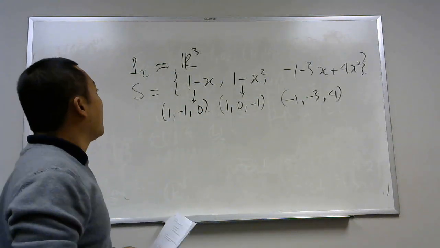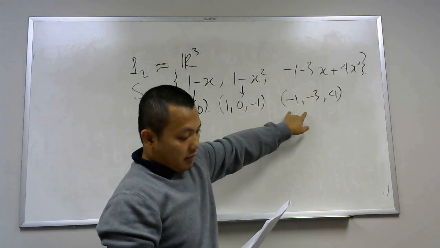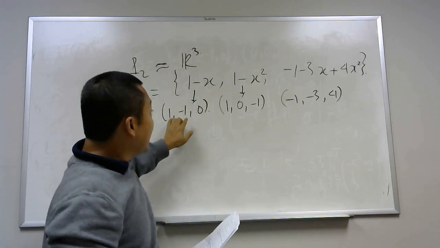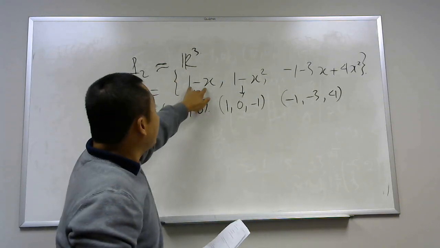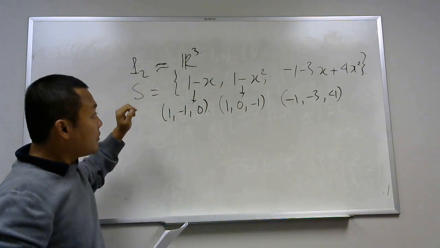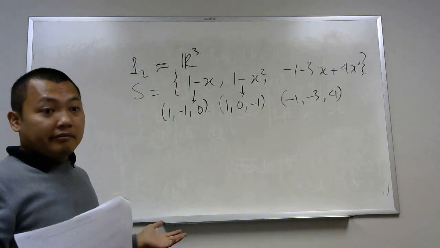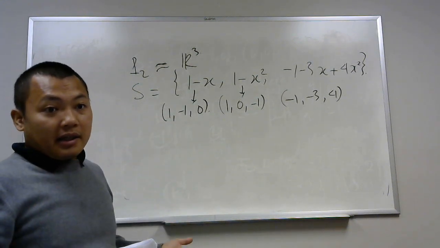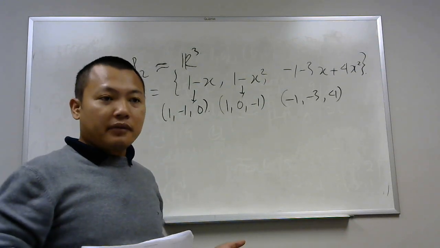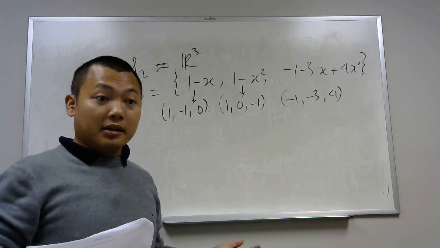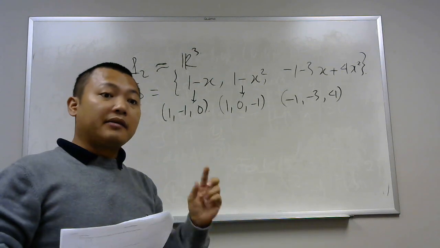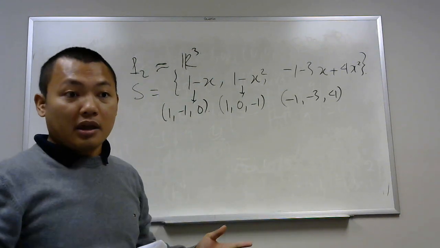So basically, we need to check if these 3 vectors form a basis of R3 or not. If these 3 vectors form a basis, it means these 3 polynomials form a basis for P2, right? We have 3 vectors in R3. Set up the matrix and then take the determinant. If the determinant is 0, they will not form a basis because they are not linearly independent. If the determinant is not 0, they are linearly independent and they form a basis. So you do that yourself.